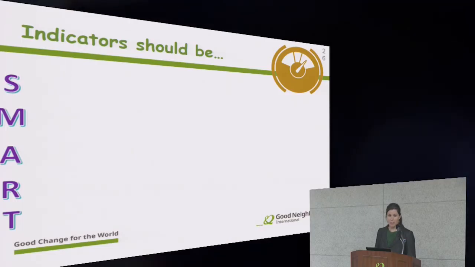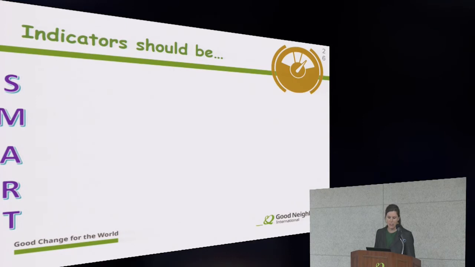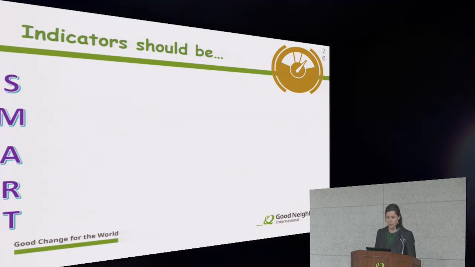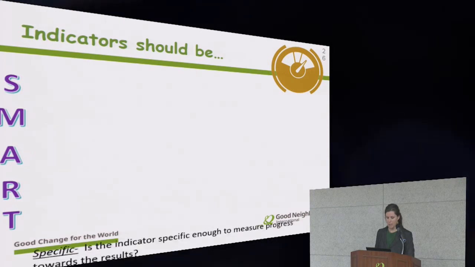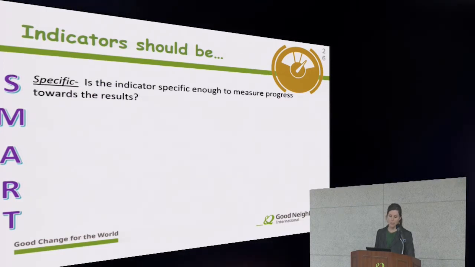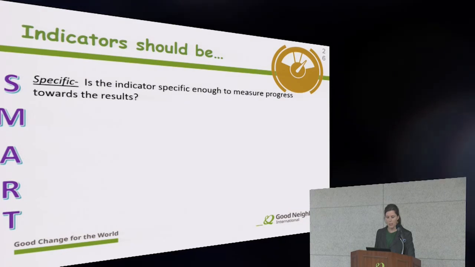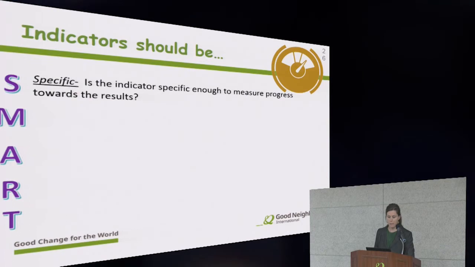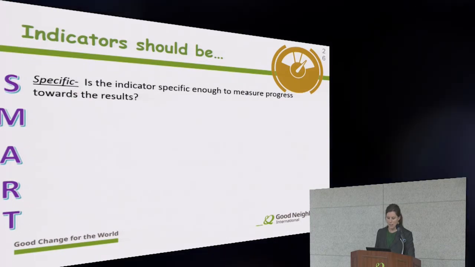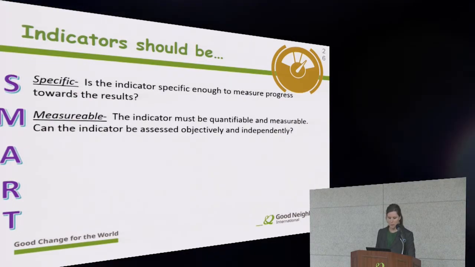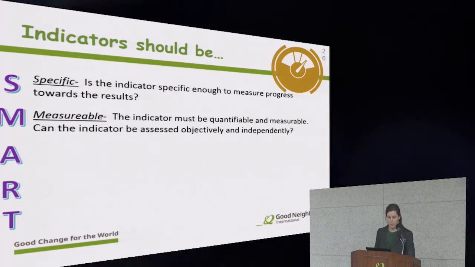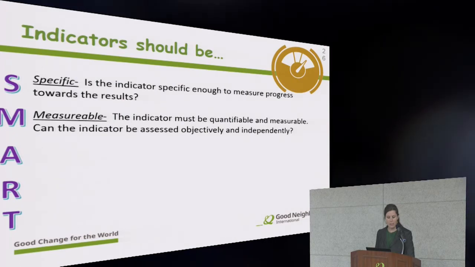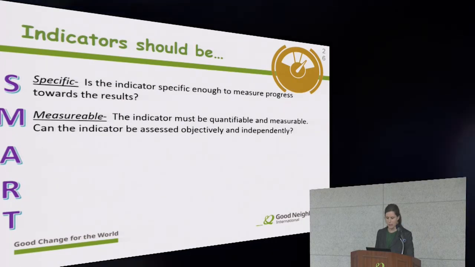So you've probably heard the term SMART indicators. Indicators should be SMART. What this stands for, the S, indicators should be specific. So you want to ask yourself, is the indicator specific enough to measure progress towards the results? M, indicators should be measurable. So the indicator must be quantifiable and measurable. So your team wants to ask, can the indicator be assessed objectively and independently?